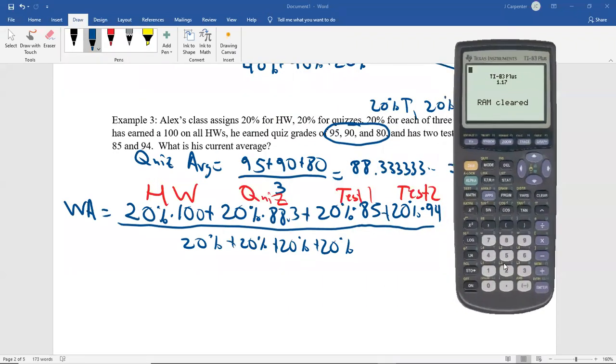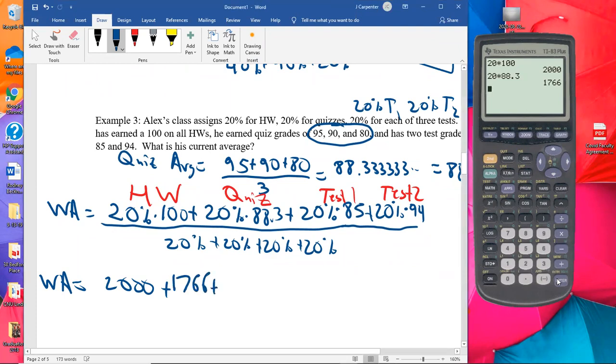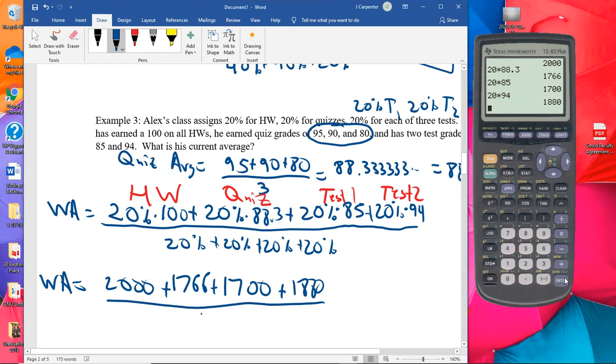All right, so the 20% times 100, that's 20 times 100, which is going to be 2,000. There we go, so our weighted average. And then 20% times the 88.3, this is where you'll be a little more inclined for it, that's going to be 1766, plus 20% of 85, so 20 times 85, which is the 1700, plus 20 times 94, which is 1880, all divided by 4 20s makes 80.